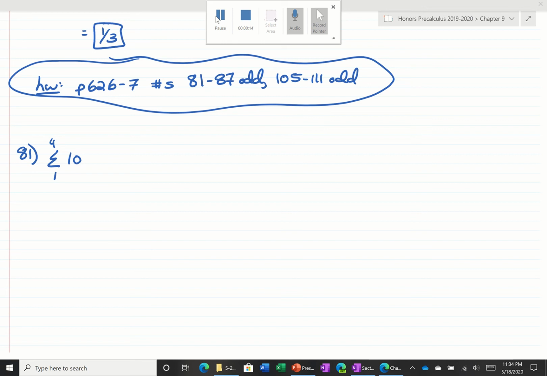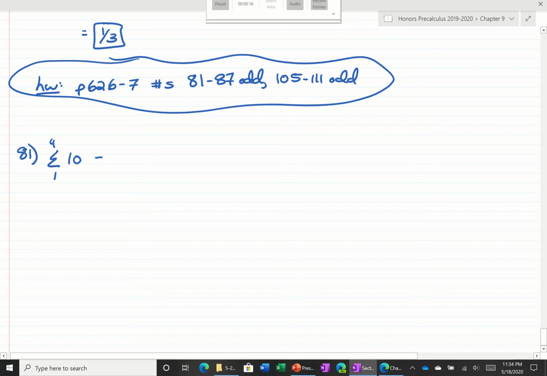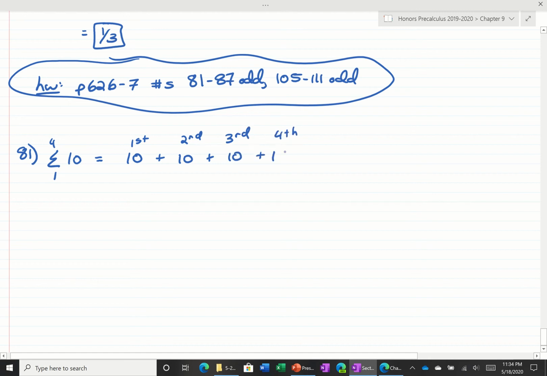So really, it's a little bit tricky, but this is saying, okay, the first term is going to be 10. The second term is going to be 10. The third term is going to be 10. And the fourth term is going to be 10. So it's a little bit different. But really, this is just telling you what number it is in the list, and then to sum them all together. So that's why this answer was 40.